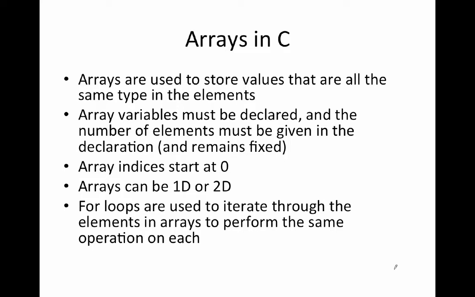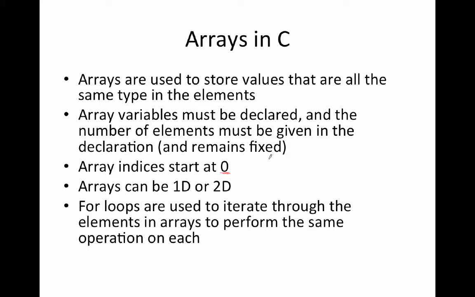Arrays are used when you want to store values that are all the same type in the elements of the array. Array variables in C have to be declared, and in the declaration you have to give the number of elements, and that remains fixed. So you set how many elements you're going to have in the array, and then you cannot change that. In C, the array indices start at 0, so they go 0, 1, 2, 3, etc. You can have either one-dimensional or two-dimensional arrays.